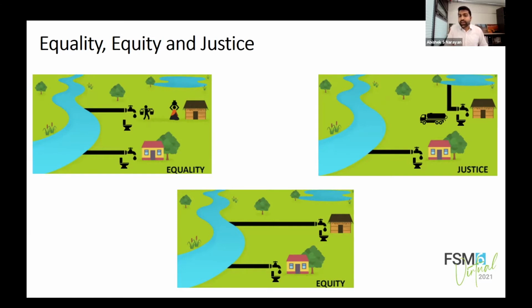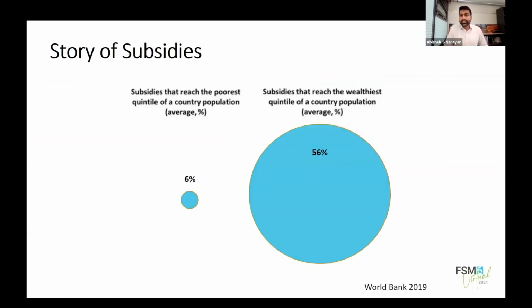And one of the ways we try to achieve equity and justice in the WASH sector is through subsidies. And we find that subsidies are often poorly targeted. Although we spend about $320 billion every year on WASH subsidies, they are quite non-transparent and not very effective. One of the reasons is that 56% of all subsidies reach the richest part of the country, whereas only 6% is left for the poorest quintile of the country's population.